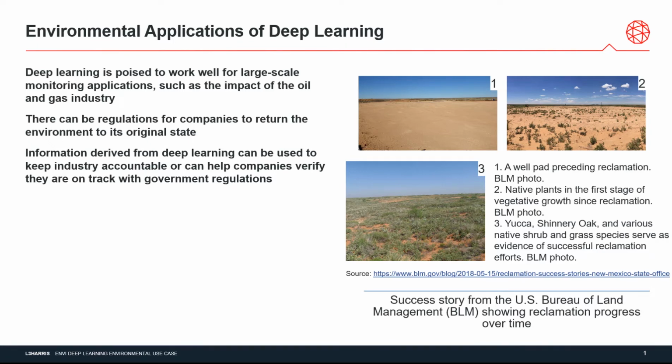As a quick introduction, the ENVI Deep Learning module is an off-the-shelf suite of tools that makes deep learning accessible to anyone without the need to program.